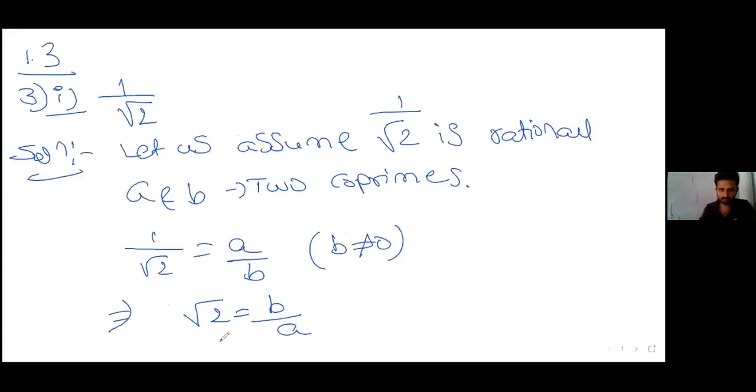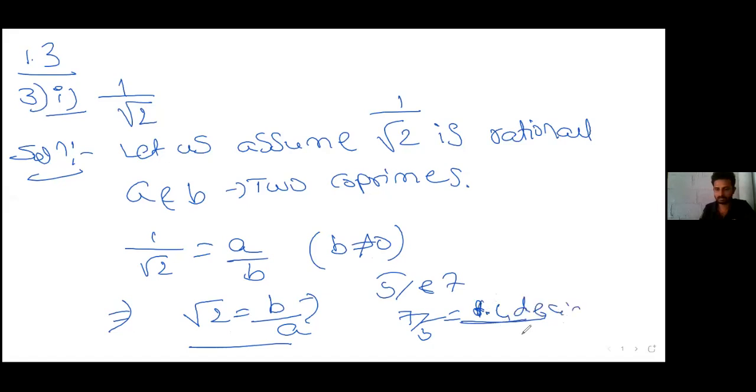Then this actually shows that root 2 is a rational number, since these two are co-primes, right? So if I take 5 and 7, so 7 divided by 5, if I do that, I'll get some rational number, some decimal, right? That is 1.4 something, right? So this is a decimal, that means it is a rational number.